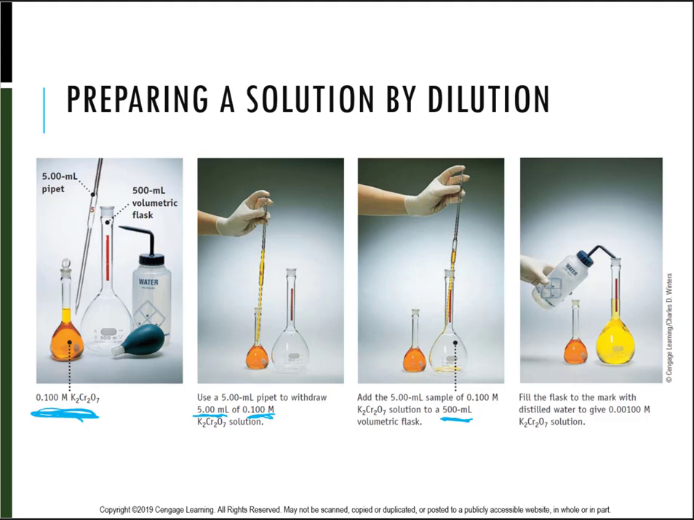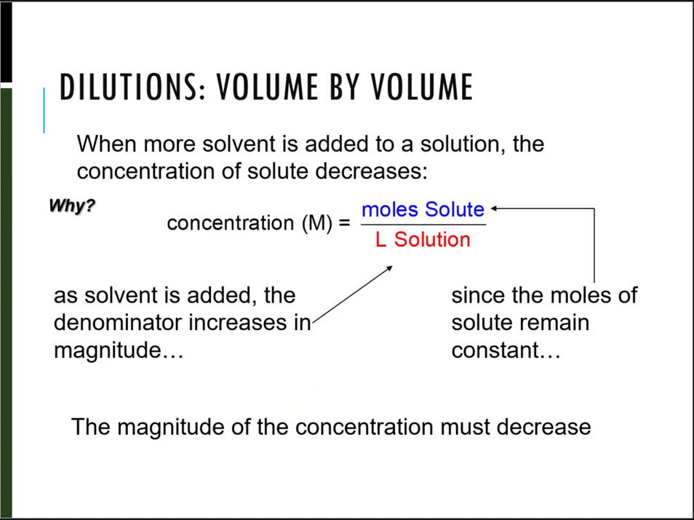So if I know my first volume that I'm taking and the first concentration that I started with, and I know that I'm putting it into another container and I know that second volume, I can find that second concentration. All right. So we know that when more solvent is added to a solution, the concentration of the solute decreases.